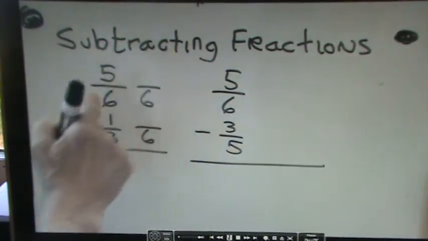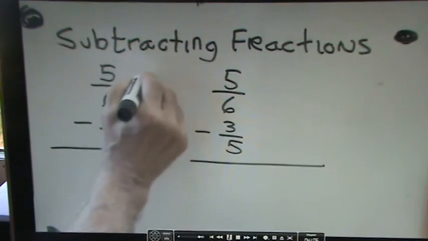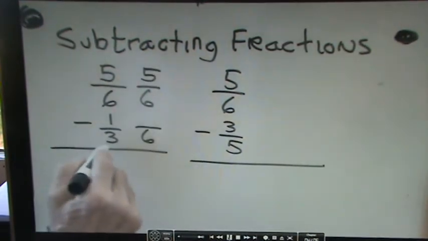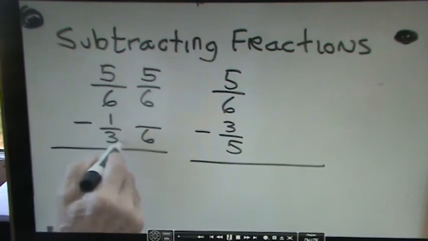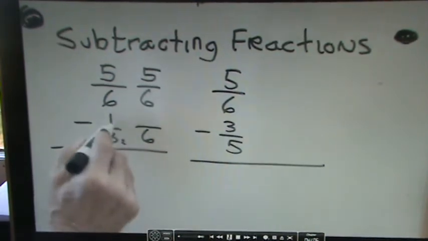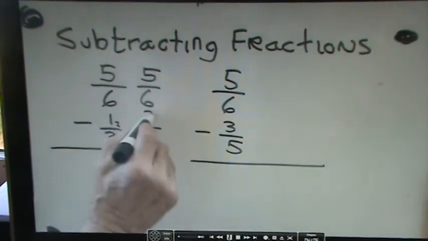We don't have to raise this fraction to a higher name because it's already in sixths. So we just have 5/6. Now here, we say 3 times what number will give me 6? Well, 3 times 2 will give me 6. So now we multiply 1. 1 times 2 gives me 2.